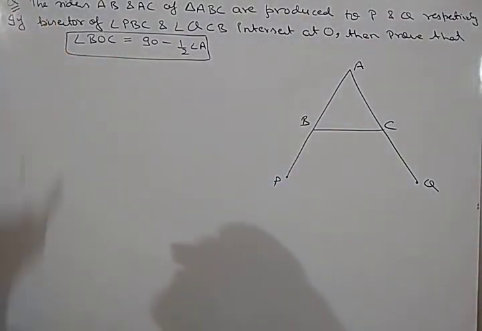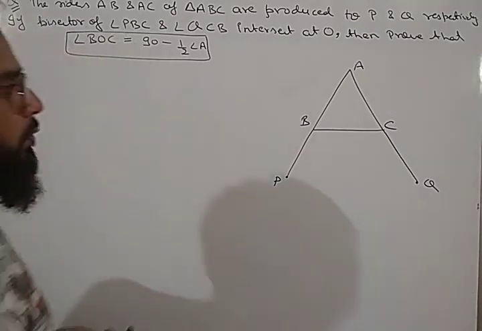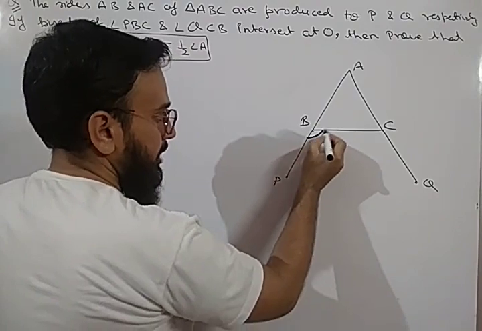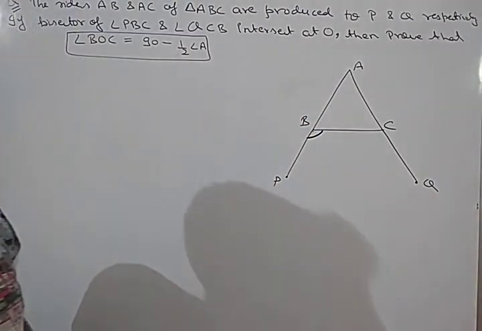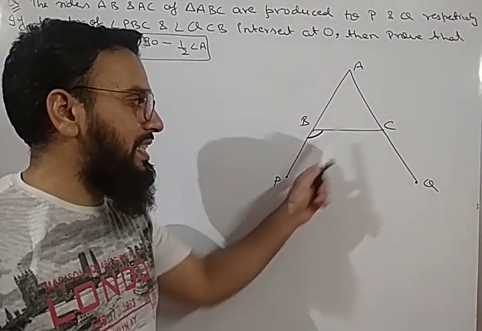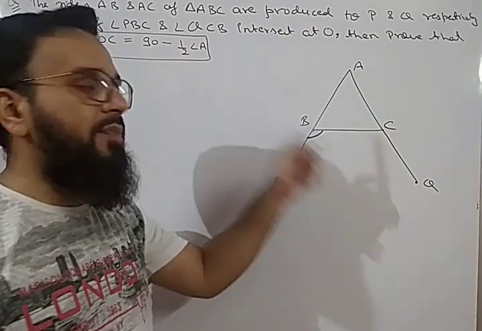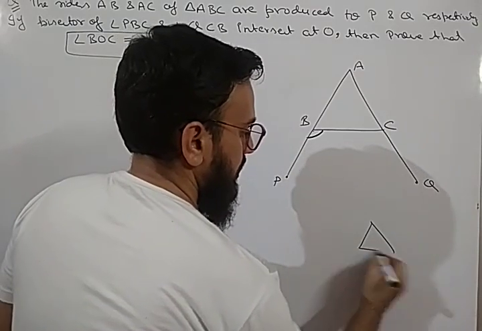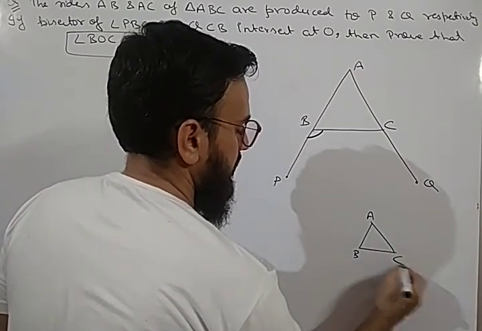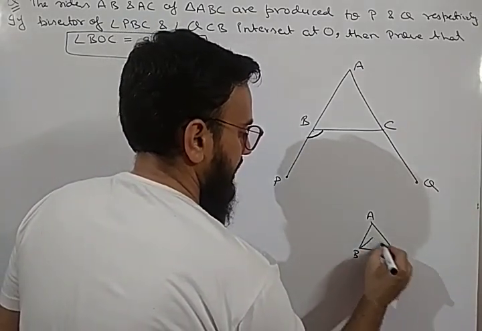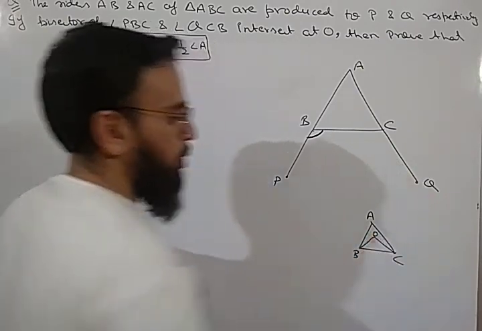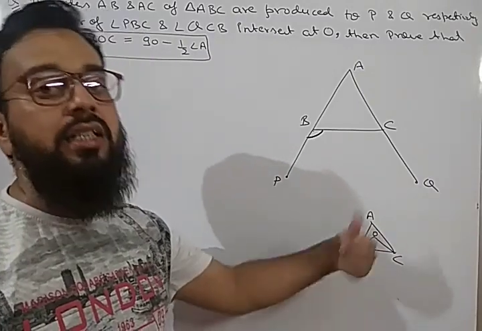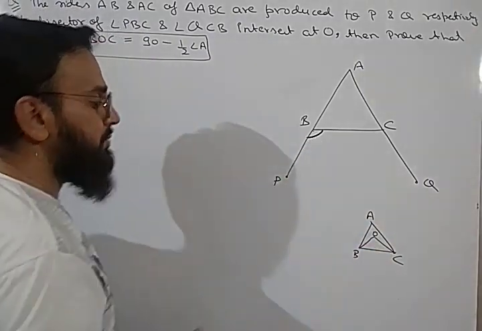Okay, then what is given? The bisector of angle PBC. What is angle PBC? This is PBC. Basically this is the exterior angle of triangle ABC. You can see in the figure, angle PBC is the exterior angle of this triangle ABC. In the previous question, if you remember the figure, triangle ABC was there, and we drew the bisectors of angle B and C, meeting at point O. These were the internal angle bisectors. But now in this figure, what is given?